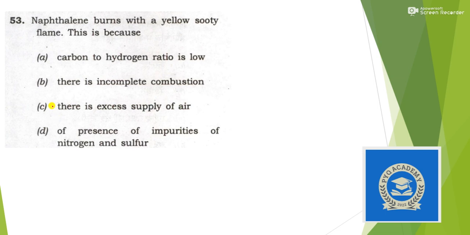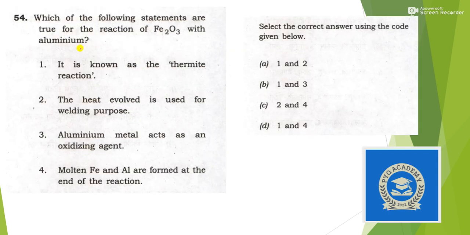Next, naphthalene burns with a yellow sooty flame. Now let's try to find out the color. It is yellow. If you have studied science earlier, you know that there is a relation between the color and completeness of combustion. If it is blue, then complete combustion is going on, and if it is yellow or reddish, then there is some kind of incomplete combustion. So there is incomplete combustion. Answer is option B.